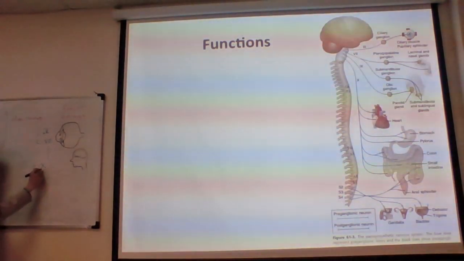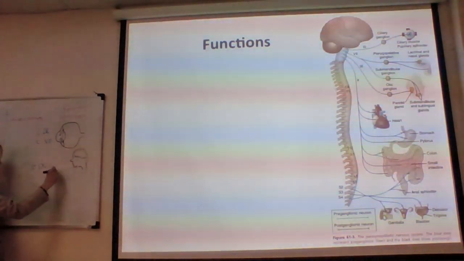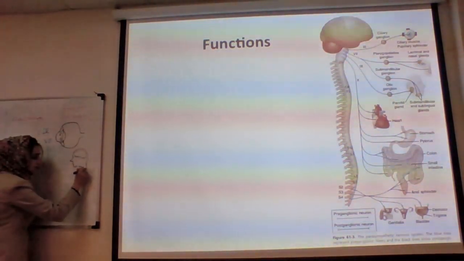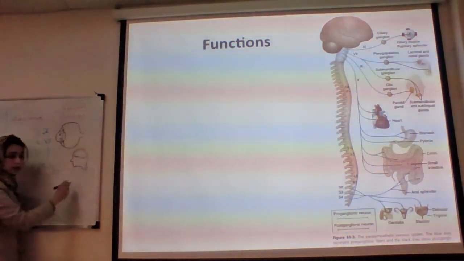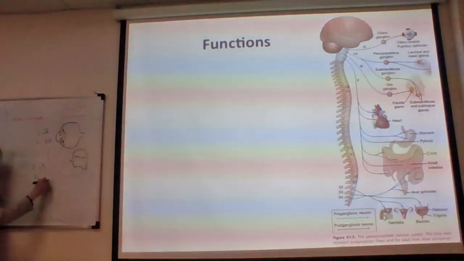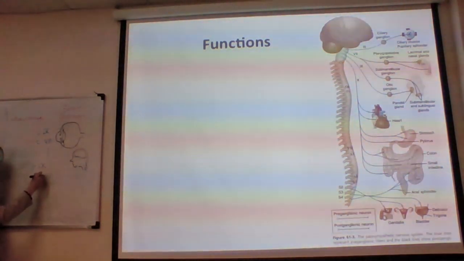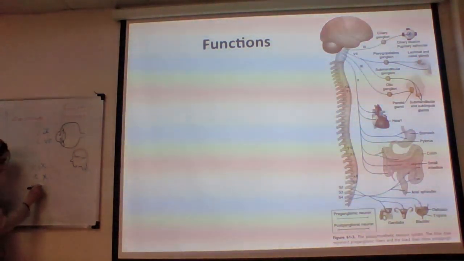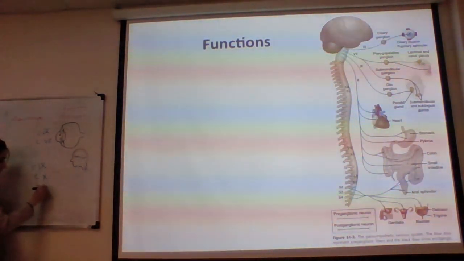cranial nerve. It supplies the parotid, and it also supplies the carotid body for blood pressure regulation. We have another cranial nerve, cranial nerve 10, which is the most important one. It is the vagus nerve. Why is the vagus nerve the most important cranial nerve?